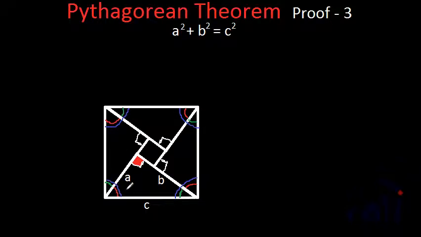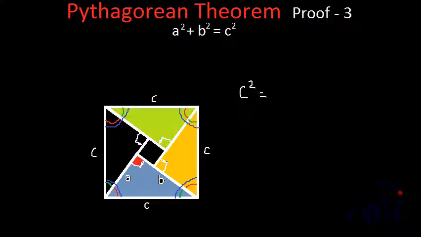So what do we have now? We actually have a square. We have all the interior angles of this bigger quadrilateral as 90 degrees, and at the same time, we have all these sides equal to C, because these are the hypotenuse of the original triangle, right? So what about the area of this bigger square? The area of the bigger square is C square. And what is it? It is actually the sum of the areas of all these triangles: this triangle, this triangle, this triangle, and this triangle. And all these four triangles are congruent, whose area is 1 by 2 A into B.